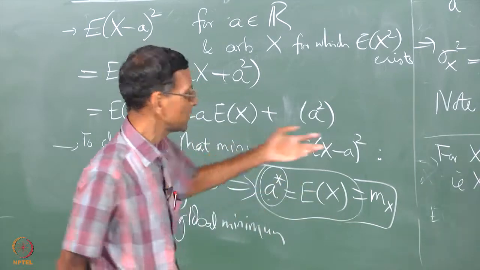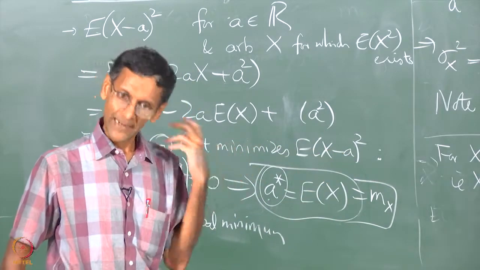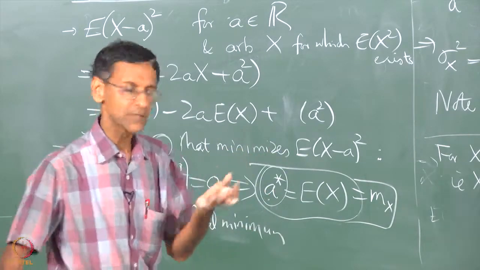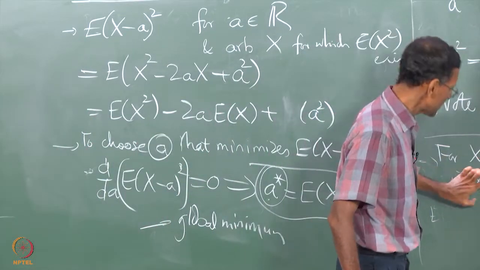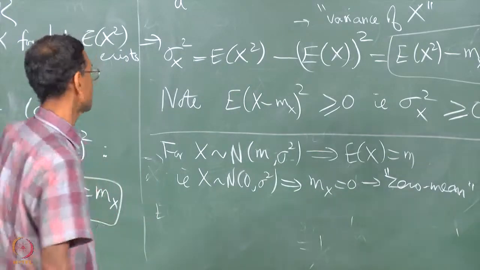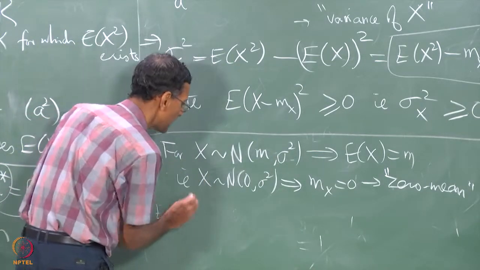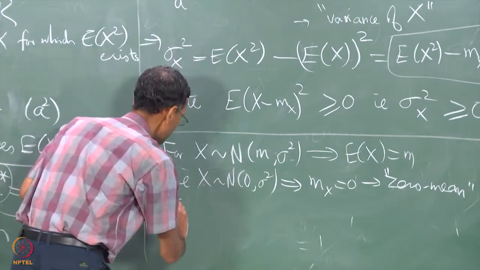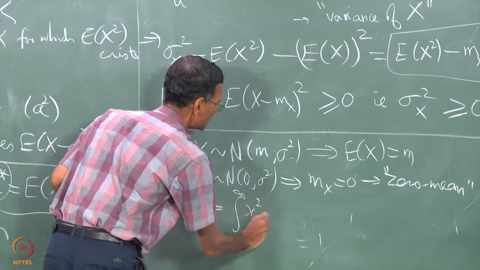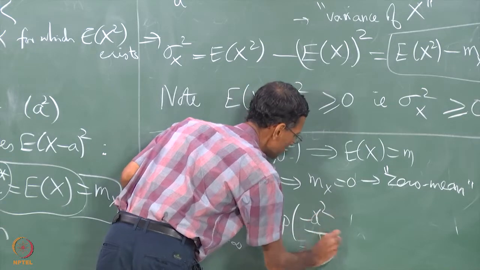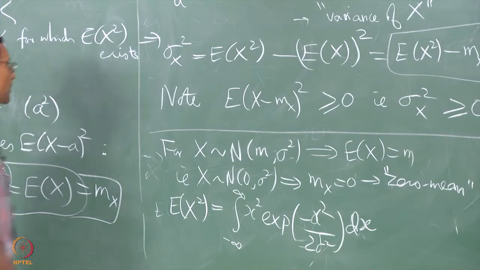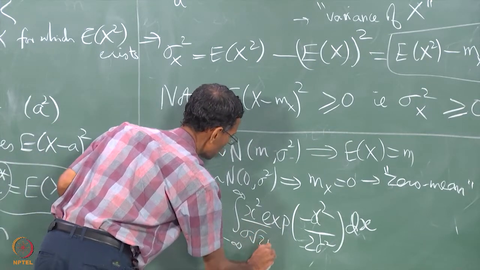In the uniform case that we talked about earlier, with mean a plus b by 2, I can again have mean 0 if I take b equal to minus a, and then once again it becomes symmetric about 0. So for this case it is easier now to deal with E of x squared. If I take 0, sigma squared, E of x squared is an integral from minus infinity to infinity of x squared e power minus x squared by 2 sigma squared dx, and of course there is a 1 over sigma root 2 pi here.